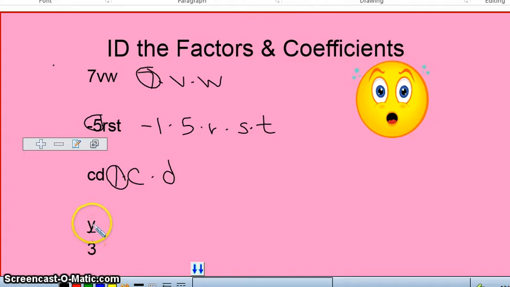And this last one is y over 3. It's written as a fraction with y on the top and 3 on the bottom. This means that we have 1y over 3. And what are we multiplying to get this? We're multiplying 1/3 times y. Our coefficient is the numeric factor, so our numeric factor here is 1/3.